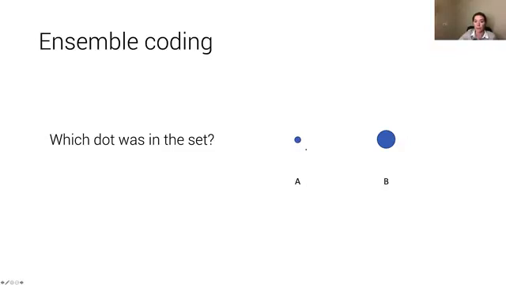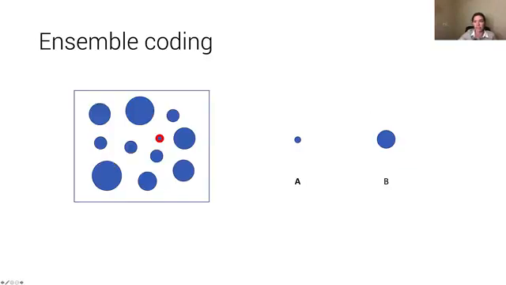Most of you will probably say that point B was in the scatter plot. And what you'll find is the overwhelming majority of people will say that point B was in the scatter plot. But in fact, that's incorrect. If we look at the scatter plot itself, what we'll see is actually point A is the point that is in the scatter plot. The reason that we think point B is in the scatter plot is that B corresponds approximately to the average size of points in our scatter plot. And this is this idea of ensemble coding.